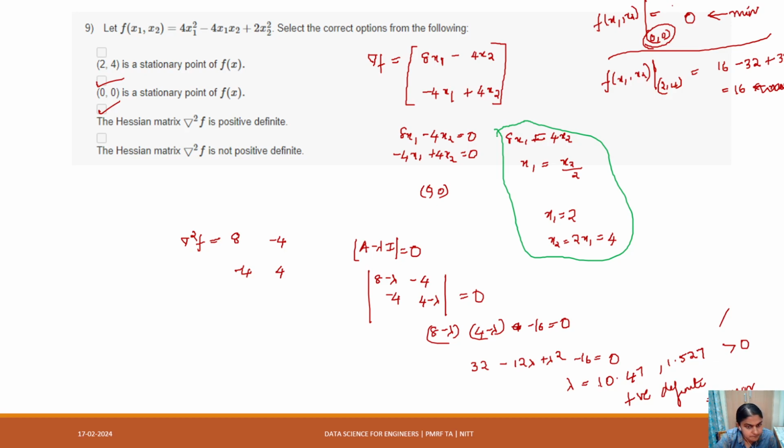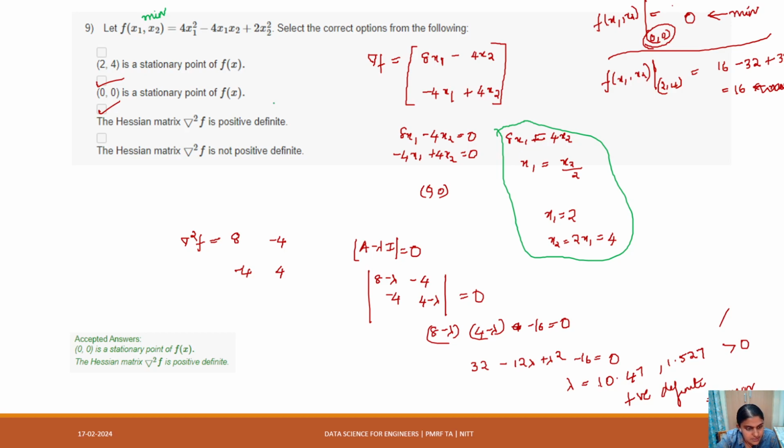Ma'am, for a stationary point, the condition satisfied should be minimum. Here the question was a minimization problem. It's not specified, but since you are getting your Hessian matrix as positive definite, the stationary point should be pointing to a minimum value. Stationary points can give either a minimum or maximum value, anything is possible. But here the Hessian is giving a positive definite matrix, so it points you to a minimum value. So you have to find out where the minimum value is coming. Thank you.